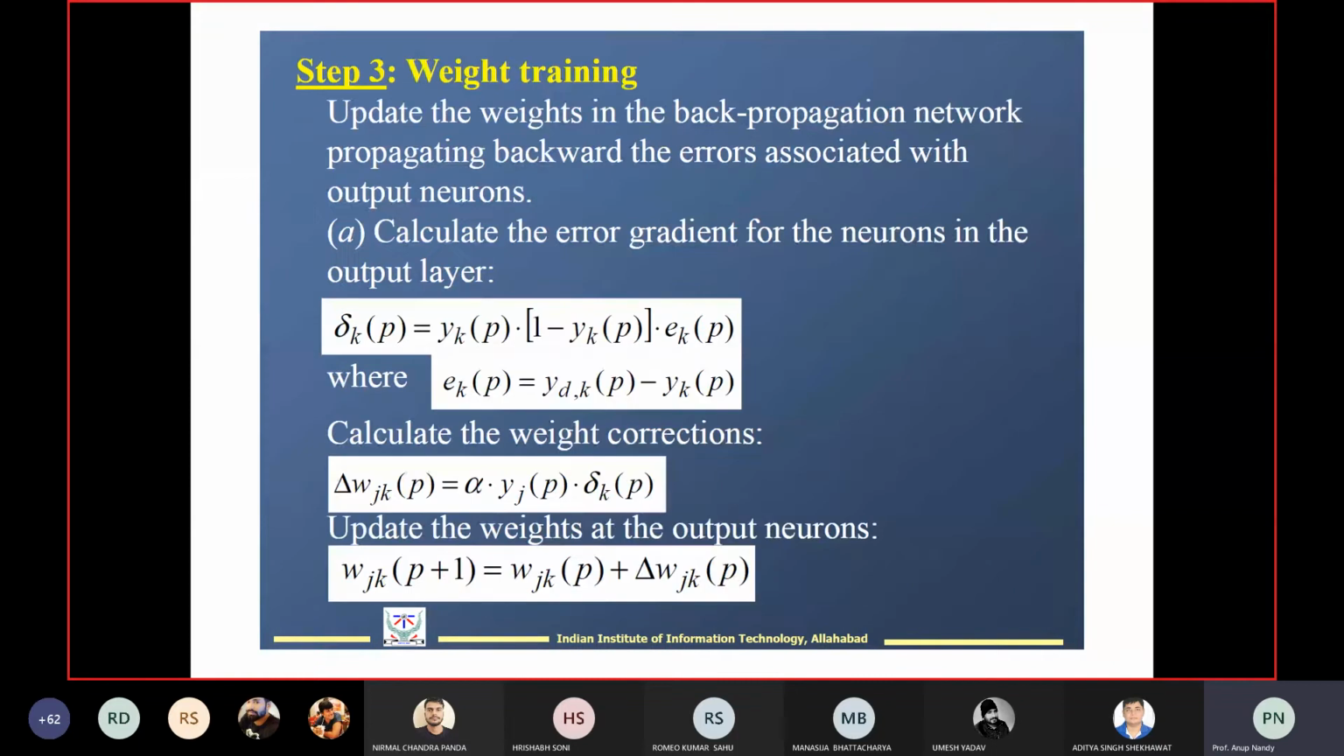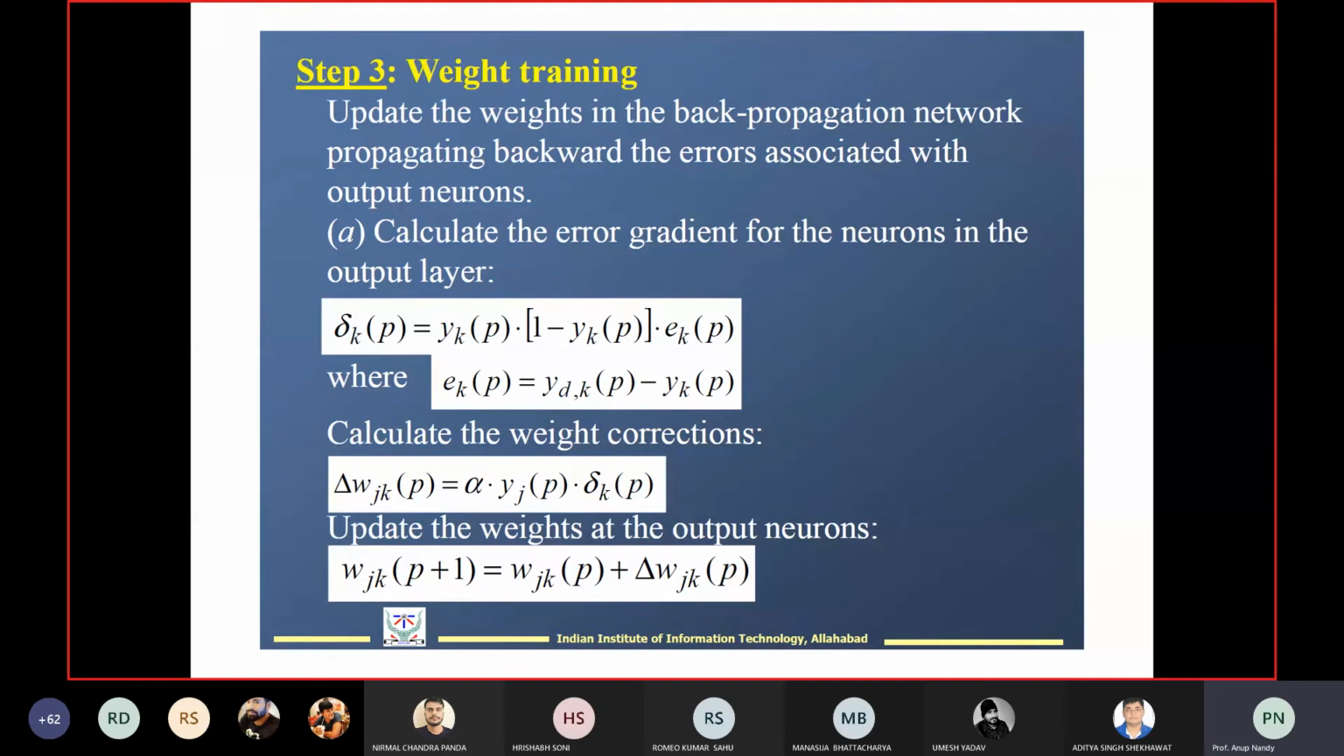Next is step number 3. Now, as you can see, there is weight training. You have to update the weights in the backpropagation network, propagating backward the errors which are associated with the output neuron. So now here you have to calculate the error gradient.